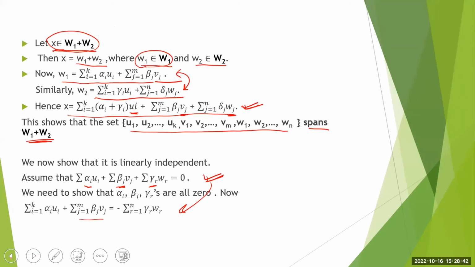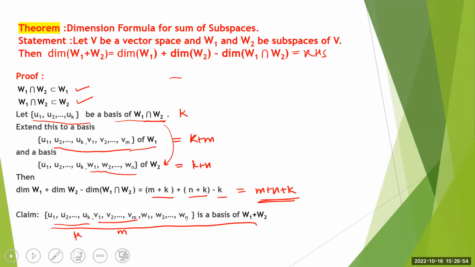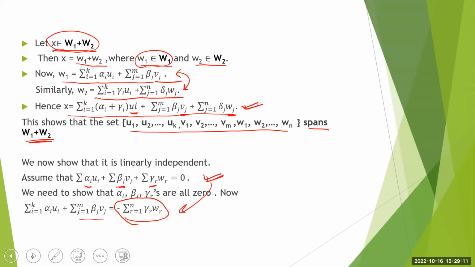From here, the expression on the right hand side is summation r is equal to 1 up to n gamma r wr. Since the wr's are elements in the basis of W2, all the elements of W2 can be written by spanning these elements. So this element will be in W2. It belongs to W2. And on the LHS, summation alpha i ui, summation beta j vj.